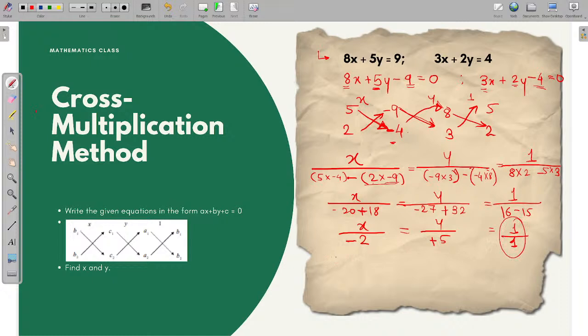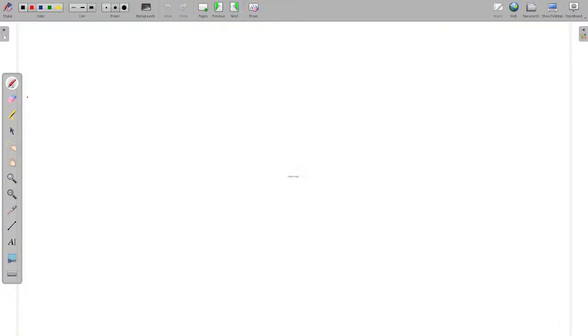That means we'll equate it one by one. So x upon minus 2 is equal to 1 by 1. It means x is equal to minus 2, right? And y by 5 equals 1 by 1. It will mean that y is equal to 5, right? So in this way we got the value of x, and we got the value of y. So depending on you, you can use any method you want.